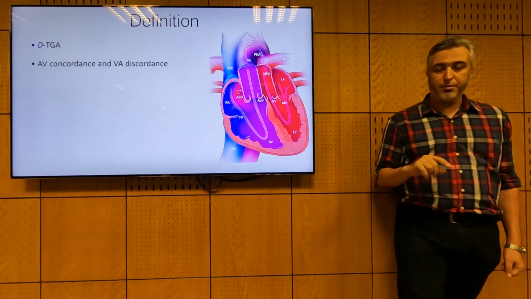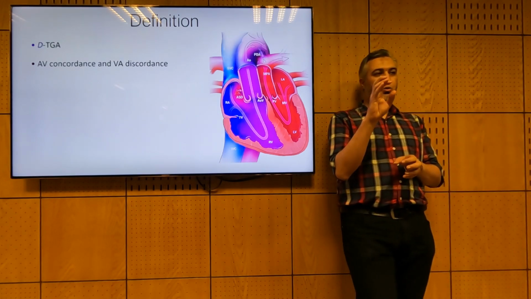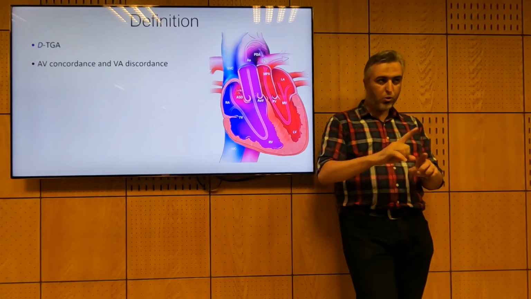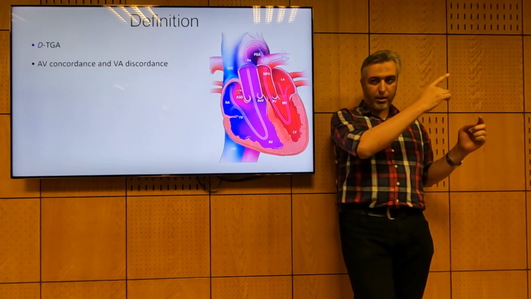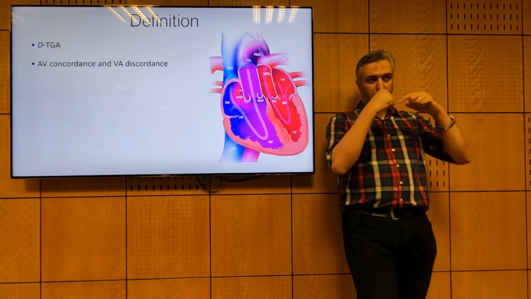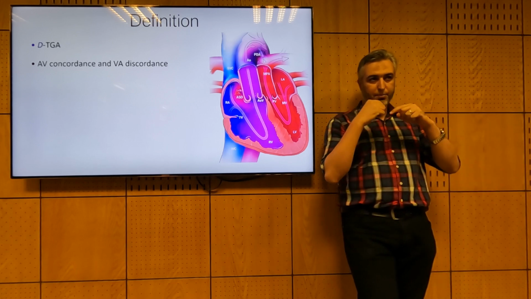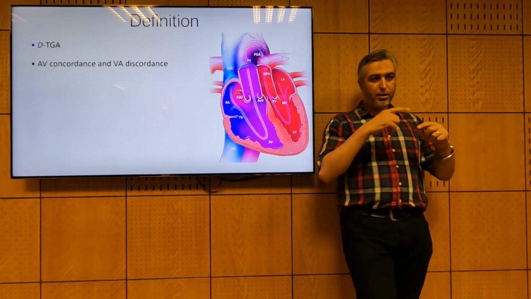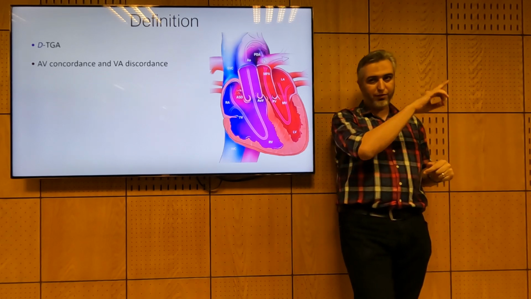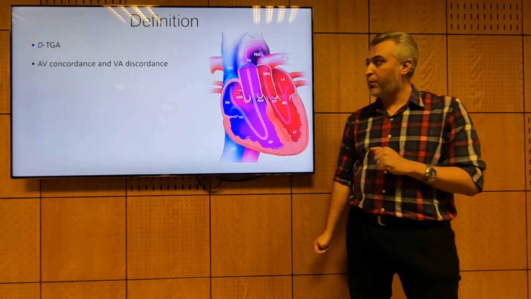So what do we mean by that? In a normally connected heart, systemic veins are connected to the right atrium, right ventricle, pulmonary artery. Deoxygenated blood will go to the lungs, get oxygen, and then come back oxygenated through pulmonary veins, left atrium, left ventricle, aorta. The oxygenated blood coming back from the lungs will be delivered to the systemic circulation, and they will continue these two cycles, and vice versa. We keep going like that.